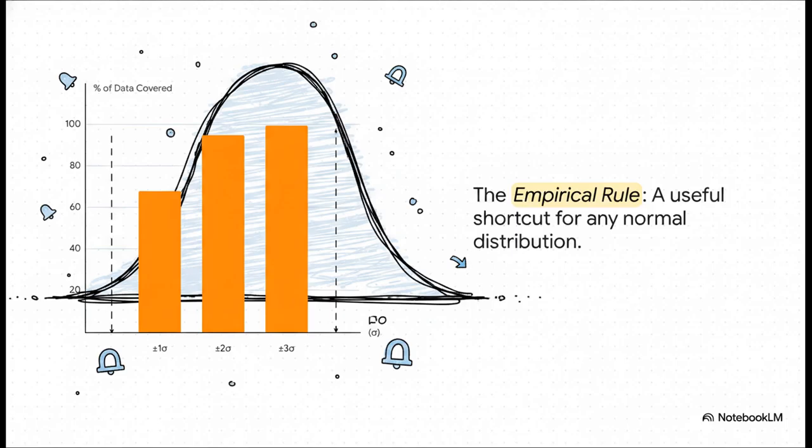You might also hear it called the 68-95-99.7 rule. For any normal distribution, no matter what its mean or standard deviation is, you can be confident that roughly 68% of your data will fall within one standard deviation of the mean. About 95% will be within two standard deviations, and a massive 99.7%, almost everybody, will be within three. This is an incredibly powerful mental shortcut for quickly getting a feel for the spread of your data and for spotting potential outliers. If you see a data point that's more than 3 standard deviations away from the mean, you know you're looking at an extremely rare event.